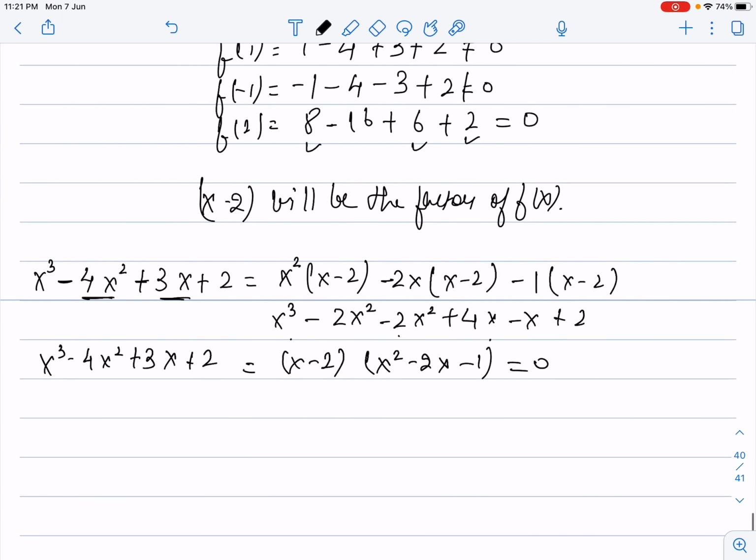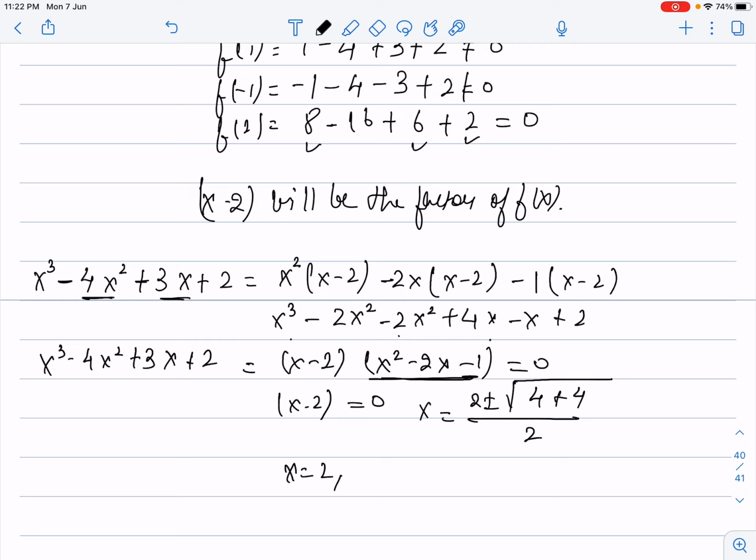Now I would have to factorize this quadratic. Splitting of the middle term is not possible, so I would have to apply the quadratic formula. So first of all, x is equal to 2, or x will be equal to minus b plus or minus square root of b square minus 4ac, that is 4 plus 4, divided by 2. So this could be the value of x.